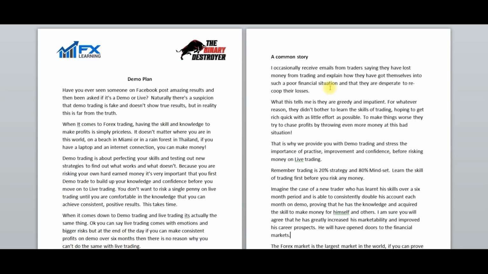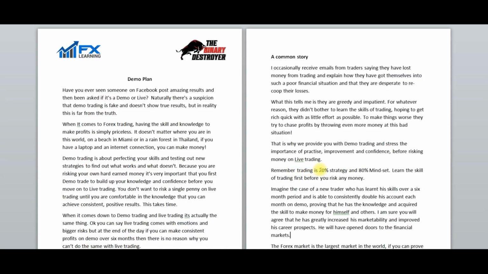So traders that haven't got a clue about trading have just stuck a load of money in a trading account thinking they're going to get rich. What this tells me is they are greedy and impatient. For whatever reason, they didn't bother to learn the skills of trading, hoping to get rich quick with as little effort as possible. To make things worse, they try and chase profits by throwing even more money at this bad situation. This is why we provide you with demo trading and stress the importance of practice, improvement and confidence before risking money on live trading.